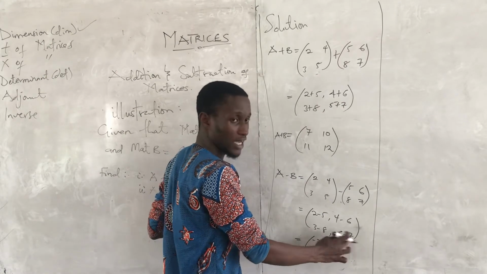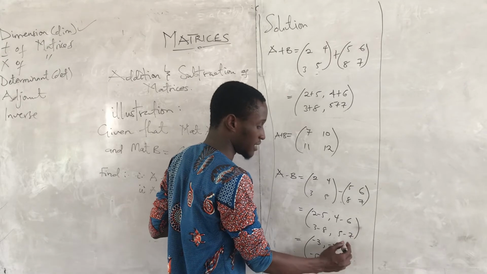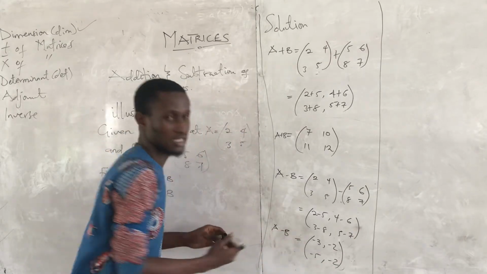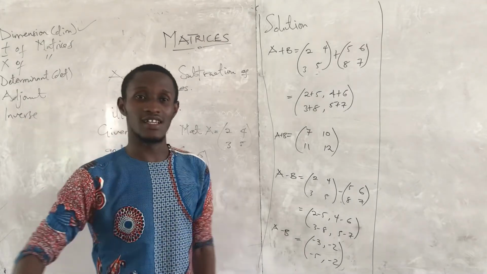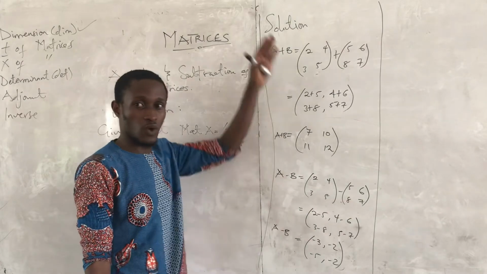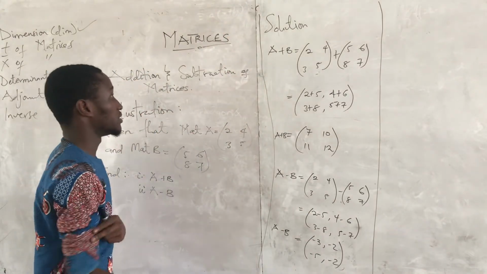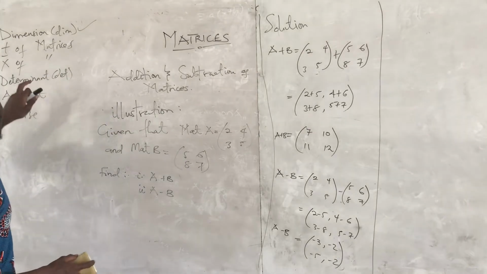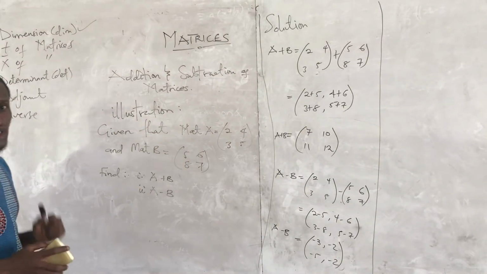Then 5 minus 7 gives me negative 2. So this becomes my A minus B. So if you are in SHS and you have any textbook, you can try and solve more questions for the addition of a matrix. Then we are going to look at the multiplication of a matrix.